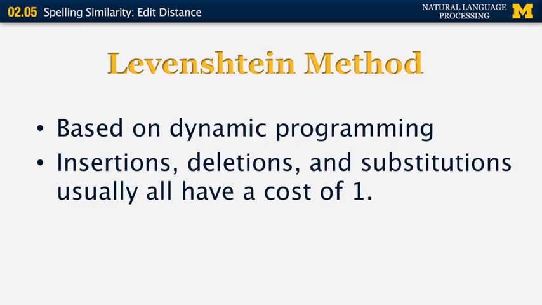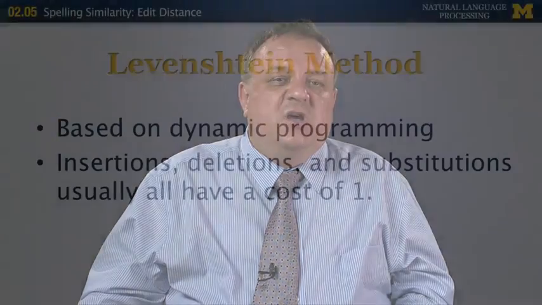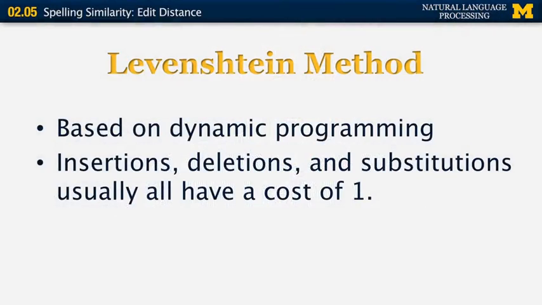The method that is used to compute the edit distance between two words or two strings is often referred to as the Levenstein method. There are other names for it as well. It's based on dynamic programming. So it starts by computing the edit distance between two empty strings. And then recursively, it computes the edit distance between longer and longer substrings of the original words. And it uses costs of 1 for all insertions, deletions, and substitutions of length 1.